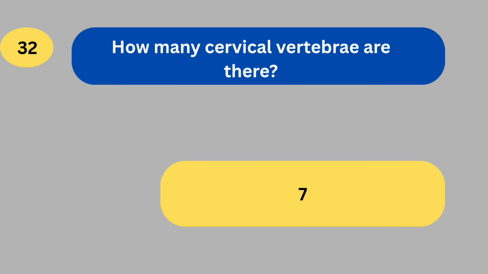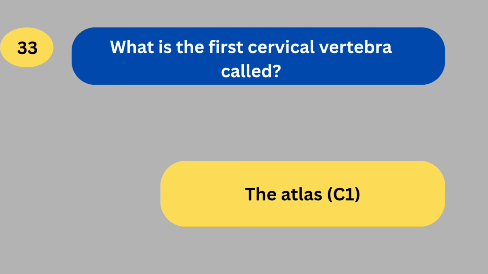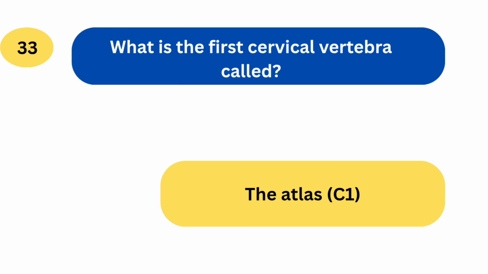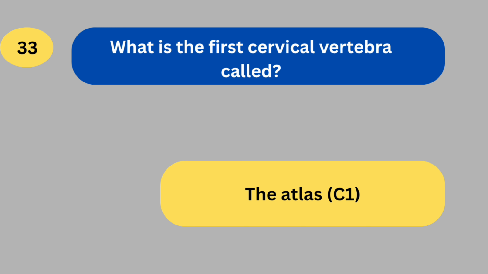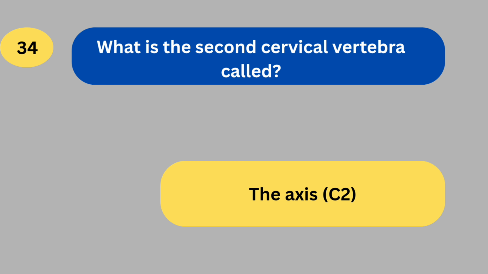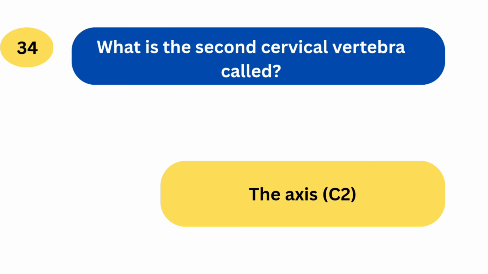Next question. How many cervical vertebrae are there? Answer: 7. Next question. What is the first cervical vertebra called? Answer: the atlas, C1. Next question. What is the second cervical vertebra called? Answer: the axis, C2.